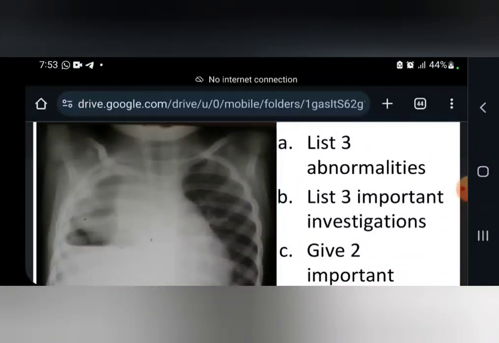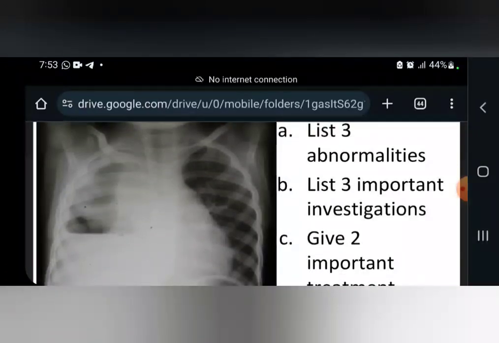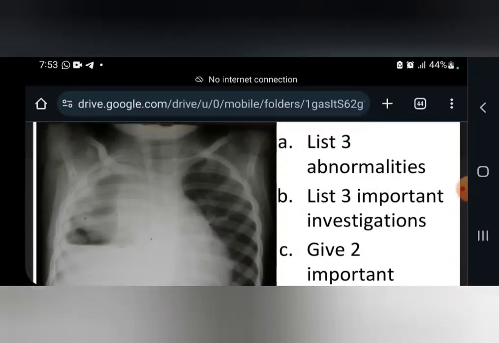Now the next question says what? List three important investigations. Every time you see this in a young child, you think of pulmonary tuberculosis, because pulmonary tuberculosis has different signs on the X-ray. Is it clear? The first sign of pulmonary tuberculosis on X-ray is going to be what? Cavitations. Is it clear? You first have cavitation on the X-ray. The second sign of pulmonary TB on X-ray is going to be miliary pattern that we have done.